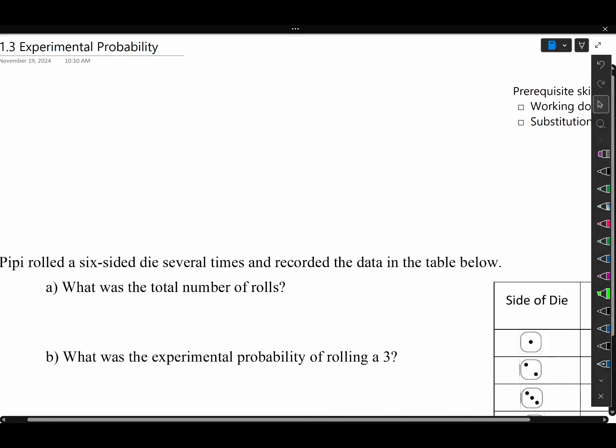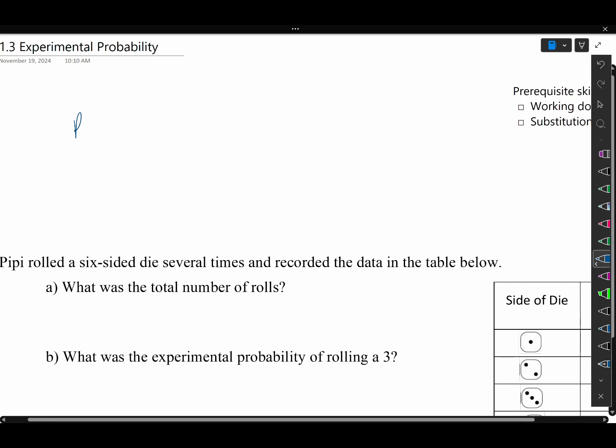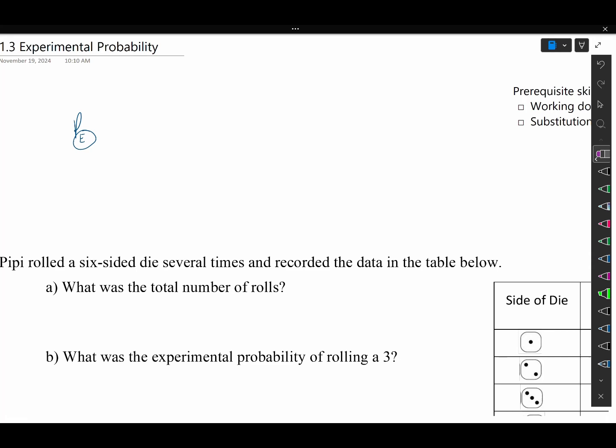Experimental probability is a percentage or a fraction that comes from observing an experiment that can tell you the likelihood of a certain event occurring. Experimental probability, we're looking with a capital P, E for the probability calculated experimentally, which is equal to the number of successful outcomes divided by the total number of trials.